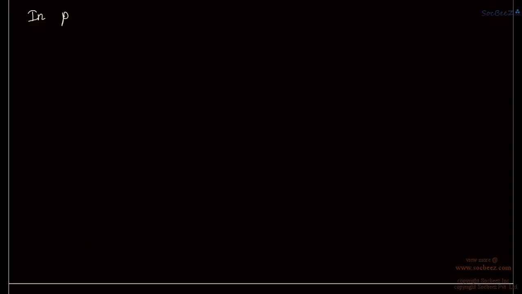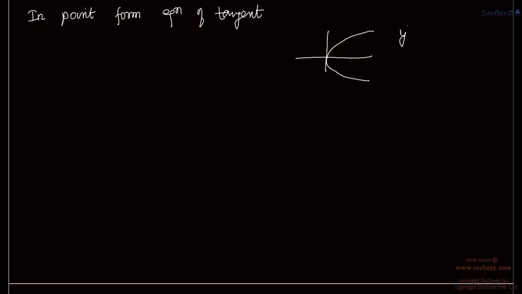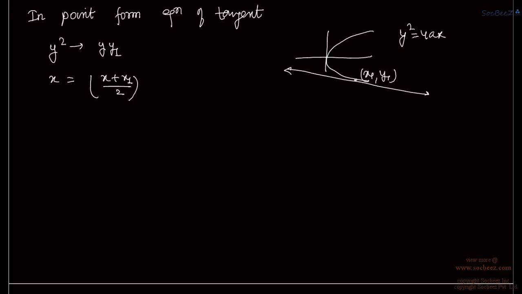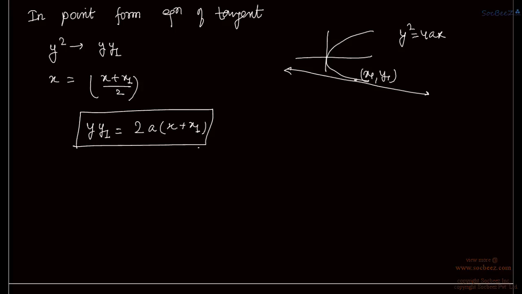In point form, equation of tangent. Say this is a parabola, y square is equal to 4ax, and at point (x1, y1) we want to write the equation of tangent. So the equation of tangent is, in place of y square we substitute y y1, and in place of x we substitute (x plus x1) upon 2. So we have the equation of tangent as y y1 is equal to 2a (x plus x1).